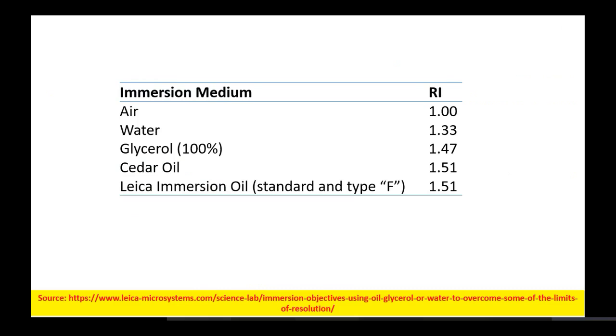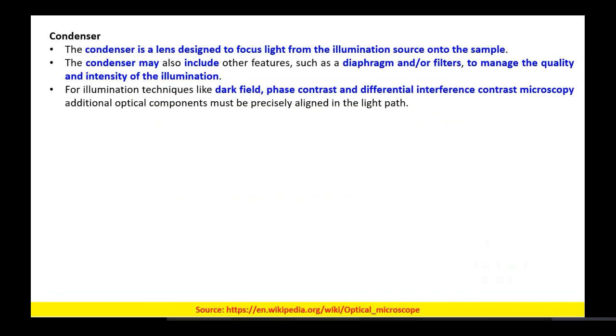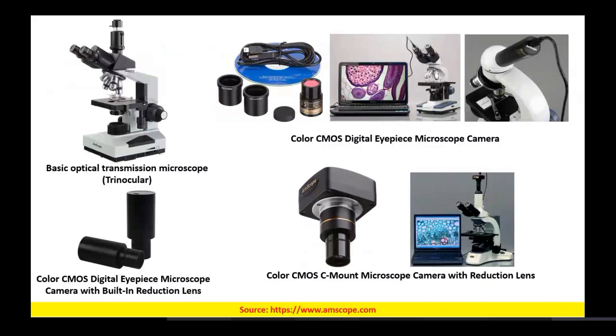Then we talked about how immersion media help us in capturing images at higher magnifications. I told you that we use either glycerol or cedar oil for the purpose, and they usually have a high refractive index. Then we talked about the condensers and how they work.